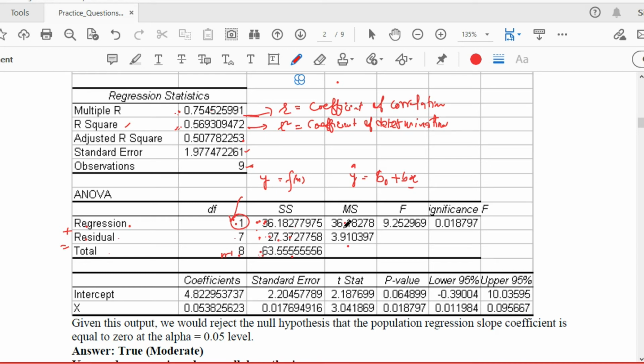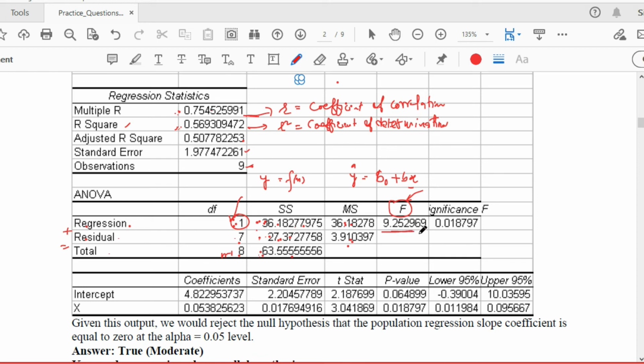MSR is equal to SSR divided by degree of freedom. MSE is equal to SSE divided by degree of freedom. And then finally F is equal to MSR divided by MSE, this divided by this. And then with the help of the F table, we can check whether this value is significant or not.